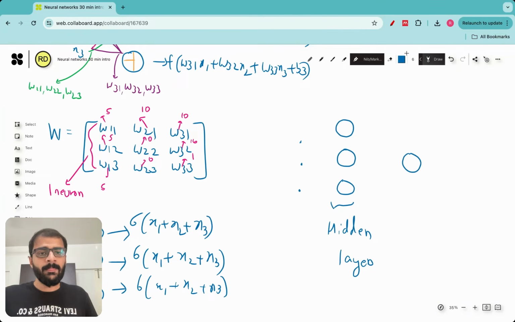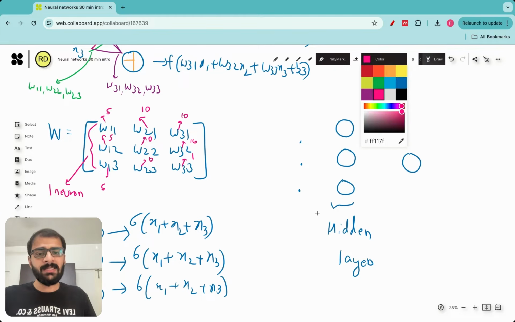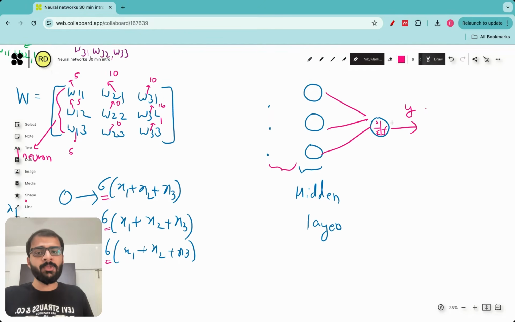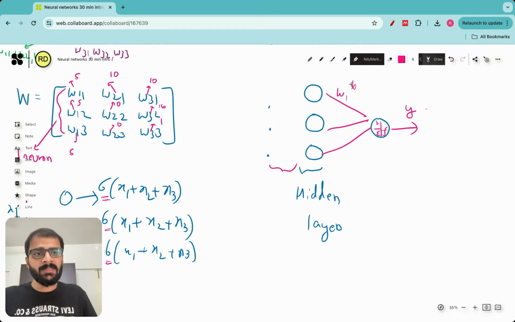So up till now we looked at the weights in this part, but now we'll be looking at this part. The outputs of these three neurons, which are these ones over here, will be the inputs to this particular neuron. And this will also have the summation, the bias, and the function, and then this will give the final output y. Let me call these weights W1 star, W2 star, and W3 star.